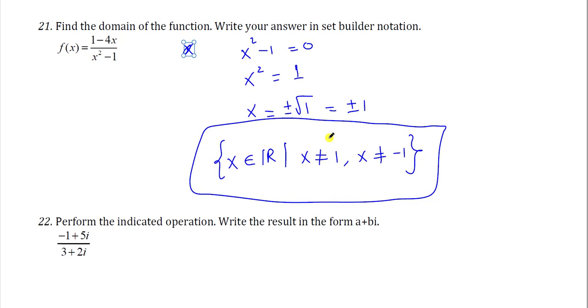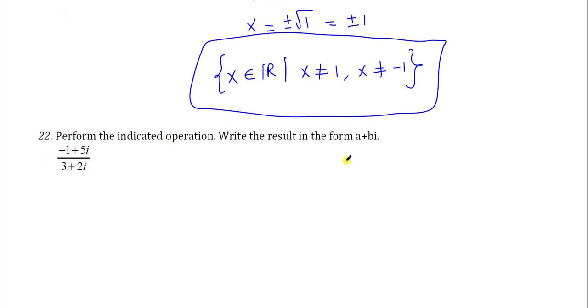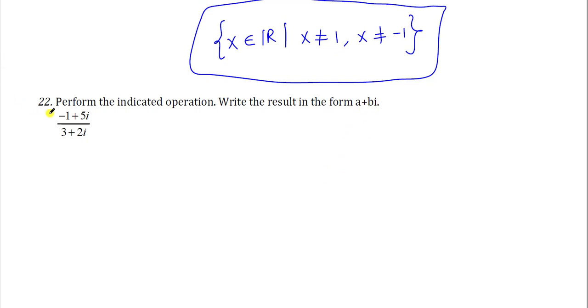The next problem is to perform the indicated operation and write the result in the form of a complex number a plus bi. Now this is a rational complex expression, and in order to simplify this into a plus bi form, we must multiply by the complex conjugate. Remember, the complex conjugate of the denominator 3 plus 2i is 3 minus 2i. The conjugate is just the difference between the plus and the minus sign.